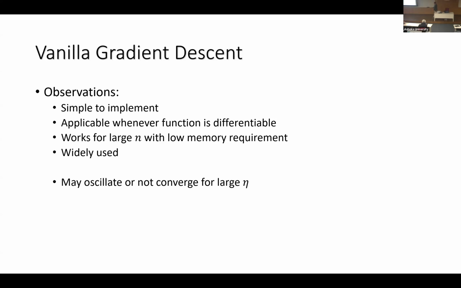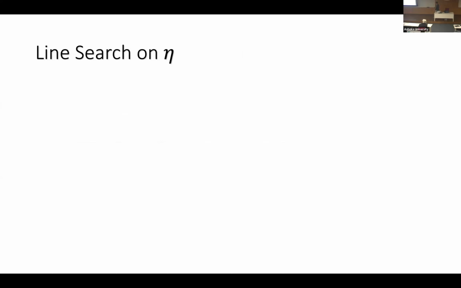The downsides are, of course, that if you take a large eta, then it may oscillate, and for a small eta, it will converge slowly. Either it is slow or it oscillates, and you have to find the sweet spot between the two. So it may converge too slowly for small eta and oscillate for large eta.